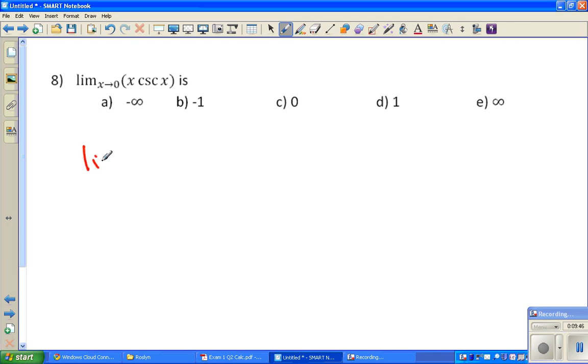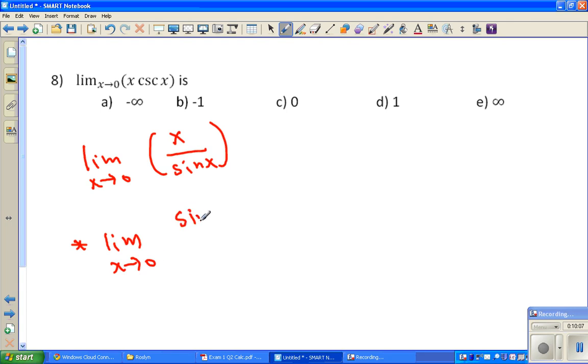If I were to rewrite that, then it becomes this limit as x approaches 0. Now, sine is on top, x is on the bottom. What is cosecant? Cosecant is the reciprocal of sine. Now we realize that the limit as x approaches 0 of sine of x over x, we know this to be equal to 1. That means the reciprocal of that will still be equal to 1. Therefore, our answer becomes choice D.